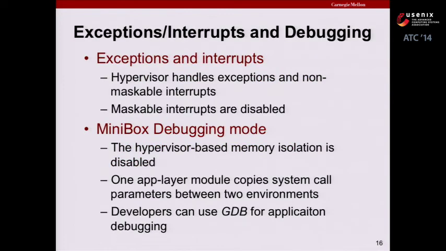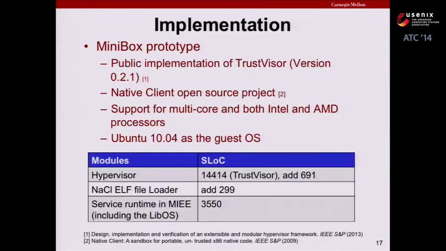So MiniBox handles exceptions and interrupts in the hypervisor right now, and MiniBox can also support a debugging mode. In the debugging mode, the hypervisor-based isolation is disabled. Then one application layer module is going to simulate the operations done by the hypervisor and copy the system call parameters between the two environments. In this way, the application developer can use GDB to debug the applications that will run on MiniBox.